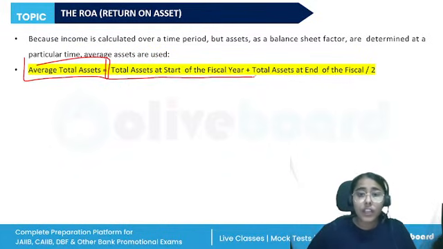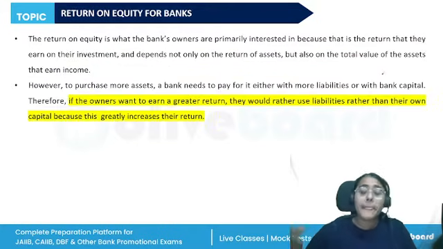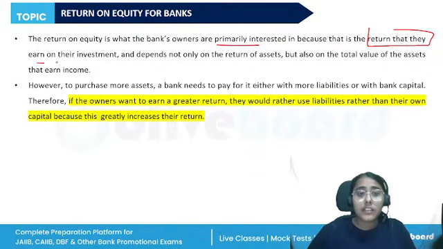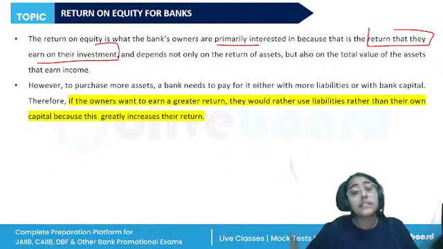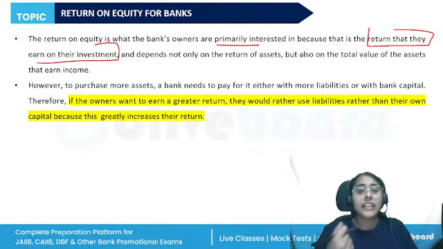Total assets at the start of the fiscal year plus total assets at the end of the fiscal year divided by 2. Next traditional method for the profitability of the banks is the return on equity for banks. First, what is the meaning of return on equity? It is what the bank's owners are primarily interested in because it is the return that they earn on their investment. Even for individuals, if we are making an investment, the returns that we are generating from that investment are known as equity. So similarly, banks also invest and the return that they're generating is known as equity.